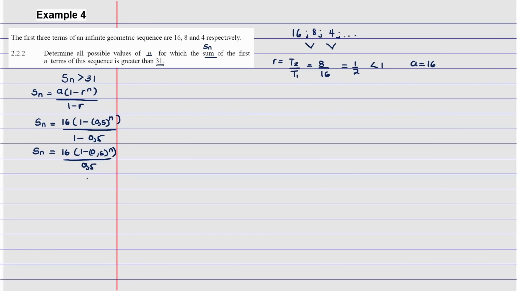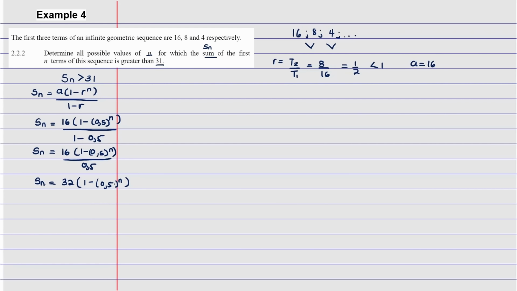Simplifying, the denominator is just 0.5. So 16 divided by 0.5 gives you 32. Sn is basically equal to 32 times (1 minus 0.5 to the power n). So that's going to be your Sn.